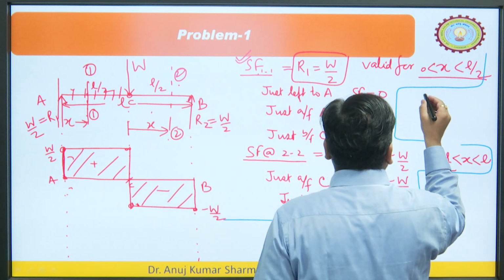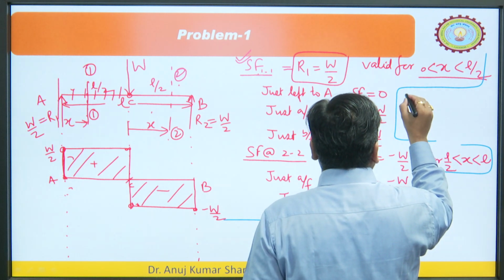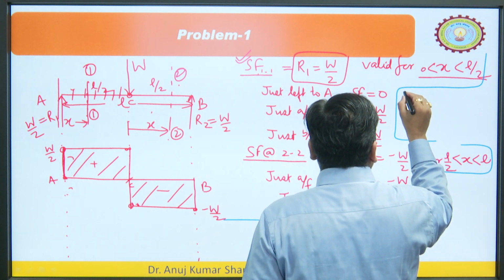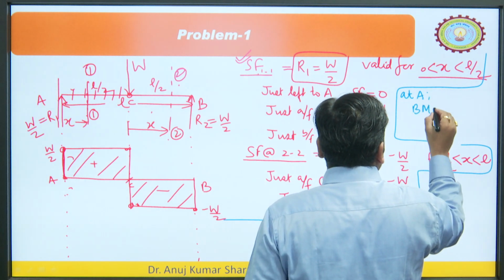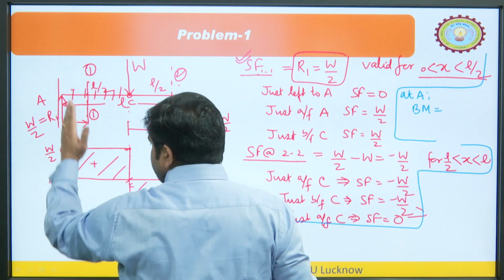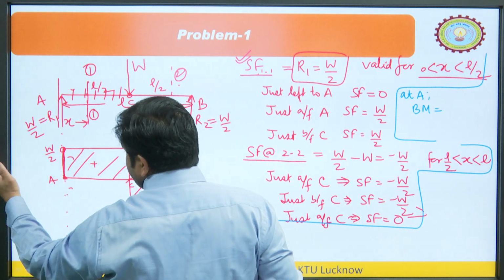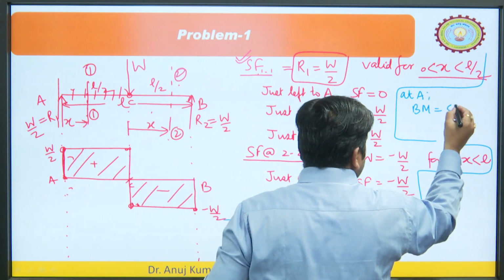So, let us say for the bending moment diagram, at A, the bending moment at point A. Any force, are you able to see any force on the left side? No. So, it means bending moment is 0.